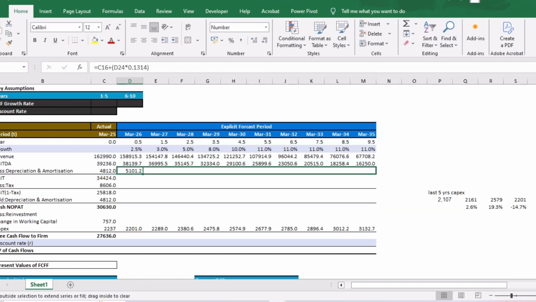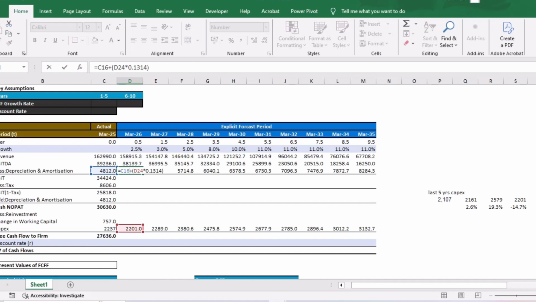We will just drag it through. You can see the formula again. Okay, so we have taken our last year depreciation and added the depreciation on the new capex at the rate of 13.14%, arriving at our new depreciation. Coming to EBIT, you can do it like this.